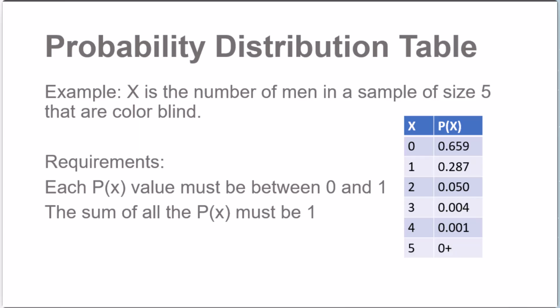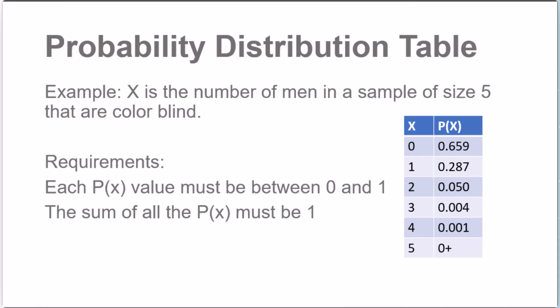You'll notice in this table, the last option, 5, is written as 0 plus. The probability of getting 5 men that are colorblind is not actually 0. That is possible, but it's smaller than the rounding in this table.